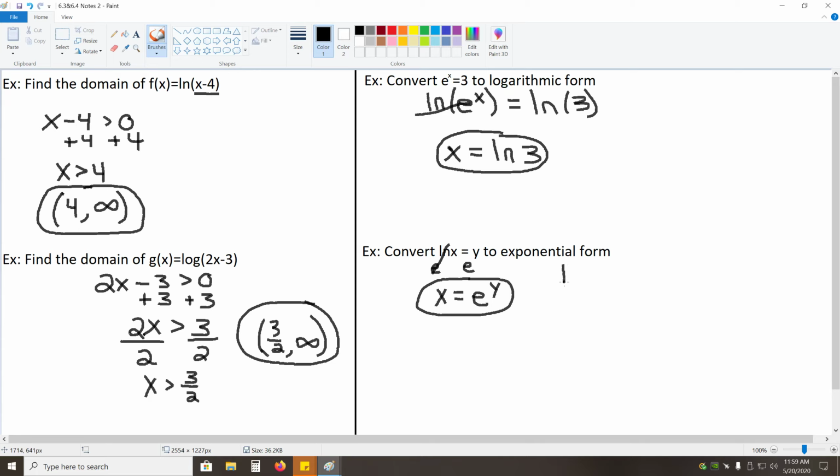The other way you could do this, again, is whenever you have a logarithmic equation, remember you can take the base and move it to the other side, and all we have to do is remember that natural log has base e. So we're moving the e to the other side, leaving us with x equals e to the y. Either of these would be perfectly acceptable work to show that you knew how to solve this problem.